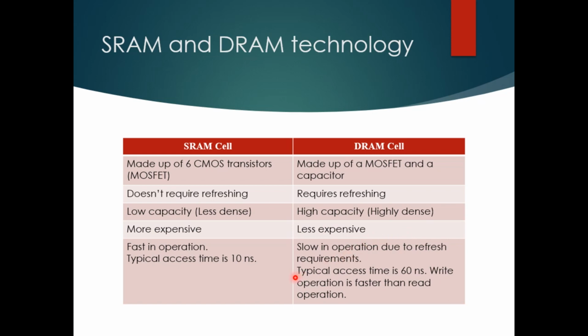But from an operation point of view, an SRAM cell is very fast in operation. The typical access time is 10 nanoseconds or so. But for a DRAM cell, the typical operation time is around 60 nanoseconds or so. So this is 6 times slower than an SRAM cell. It has the other advantages of storing more information and being less expensive, but the operation is slower here because I need refresh requirements. I need to take the information from the capacitor. Because of that, it takes more time for retrieving the information.